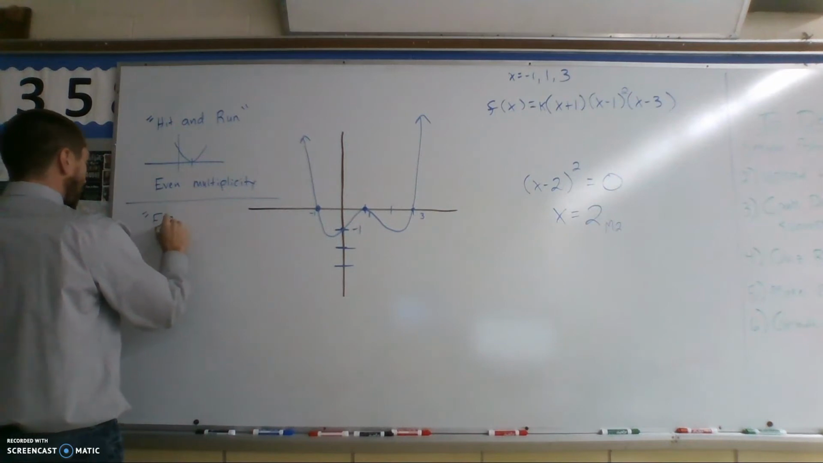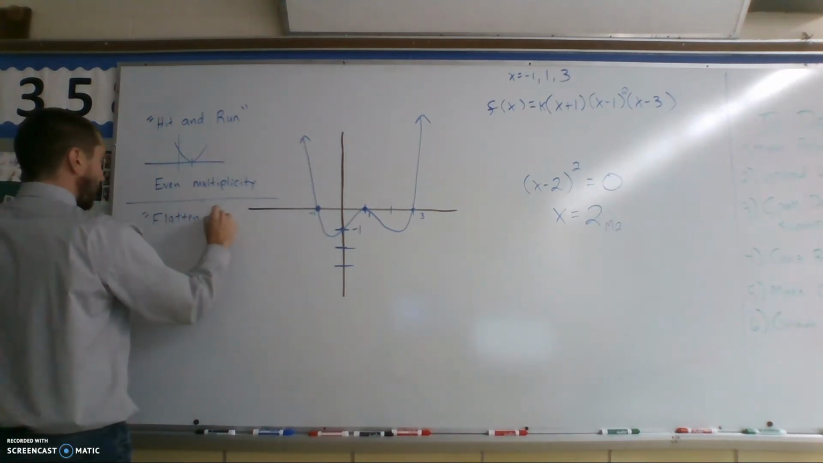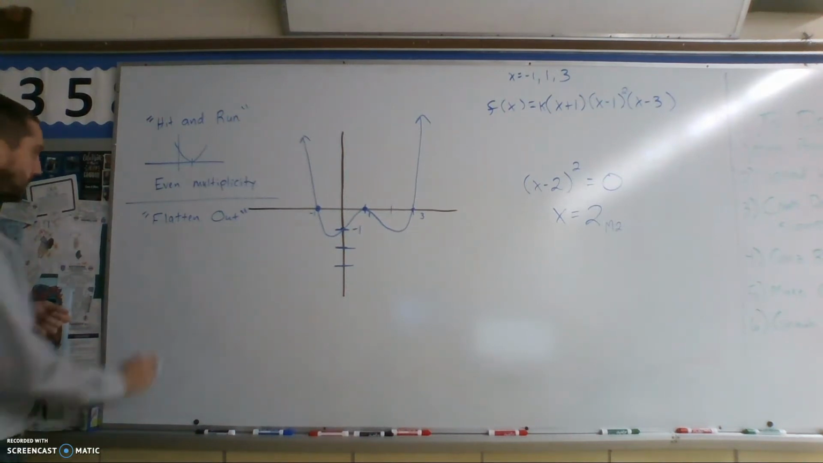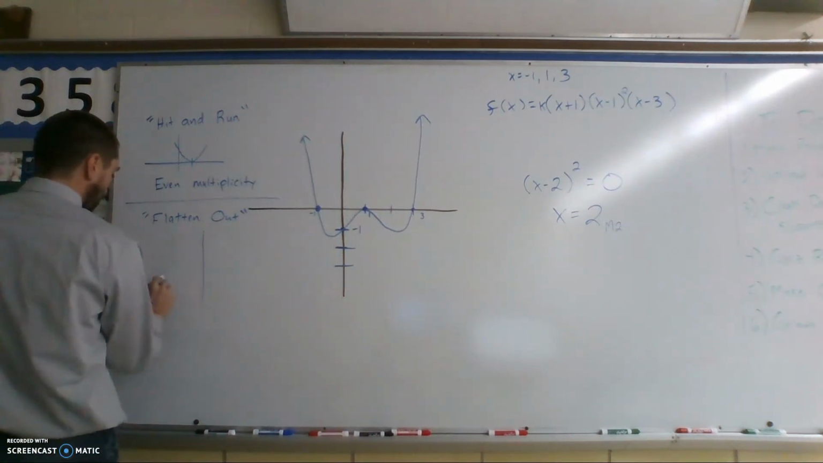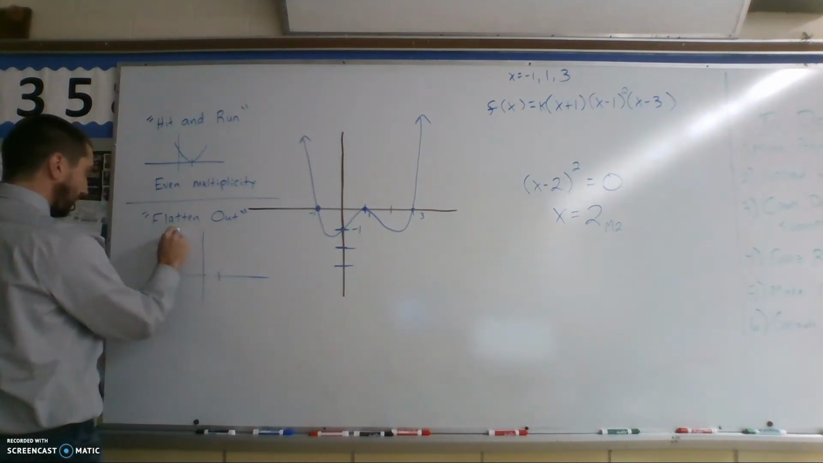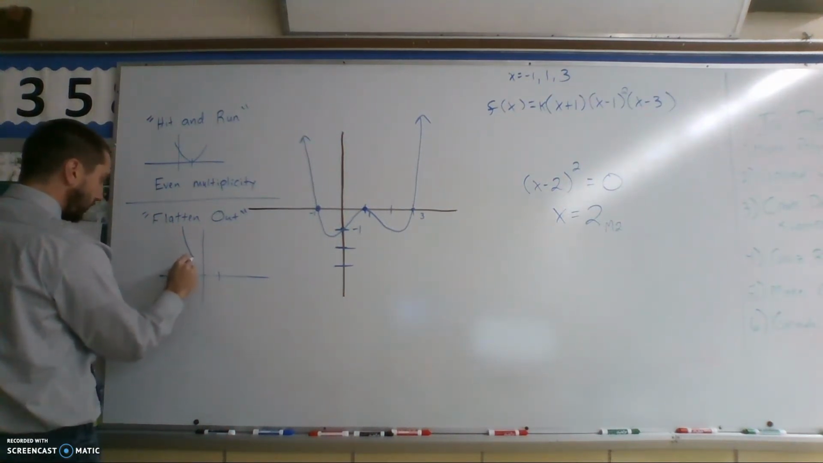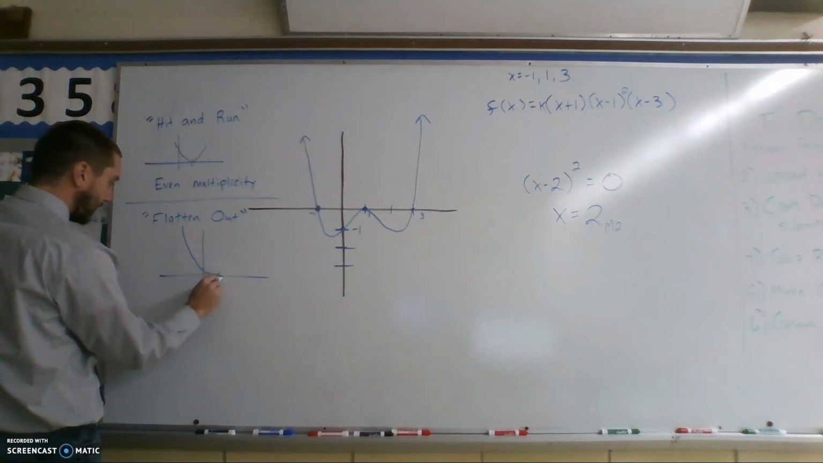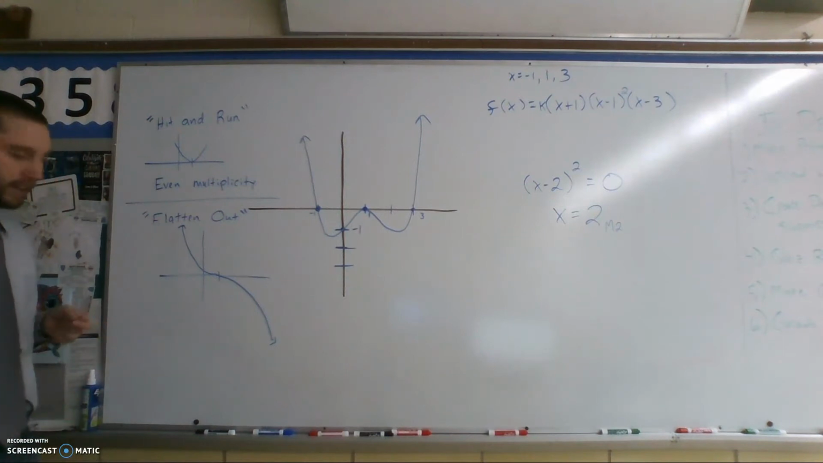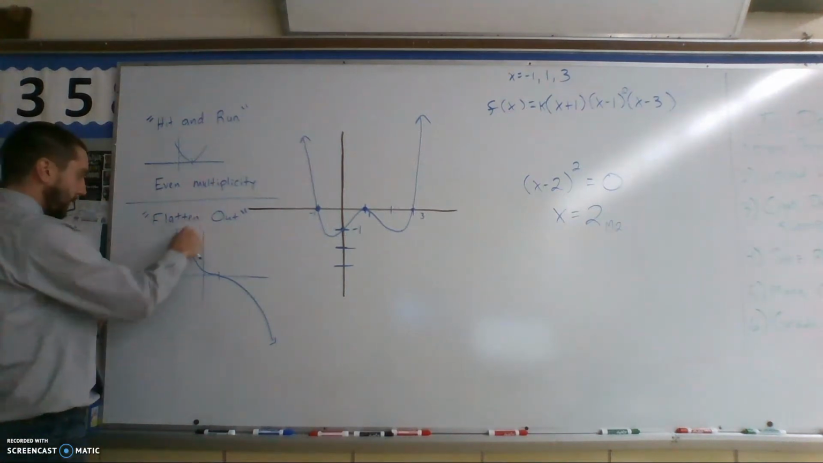And another thing you might see is the graph might flatten out as it approaches the x-intercept. All right, so what that might look like, kind of like our cubic function, is the graph comes down, and instead of just going right through, it kind of flattens out and then keeps on going. So it looks kind of like a cubic function.